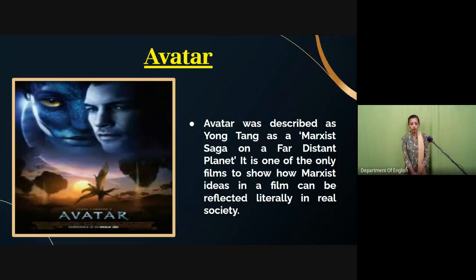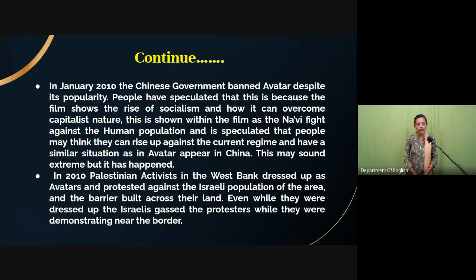Avatar was a good example of the study of Marxism theory. Avatar, a movie directed and written by James Cameron in 2009, was described as a Marxist saga on a far distant planet. It is one of the only films to show how Marxist ideas in a film can be reflected literally in real society.